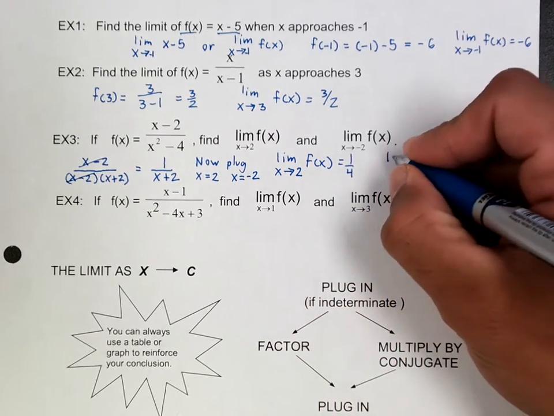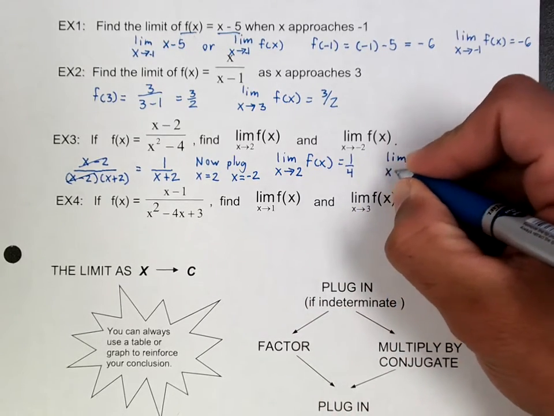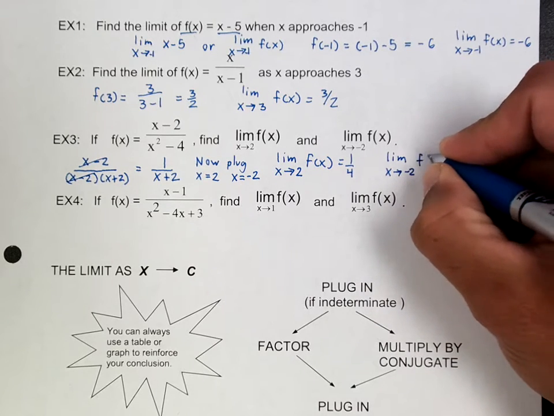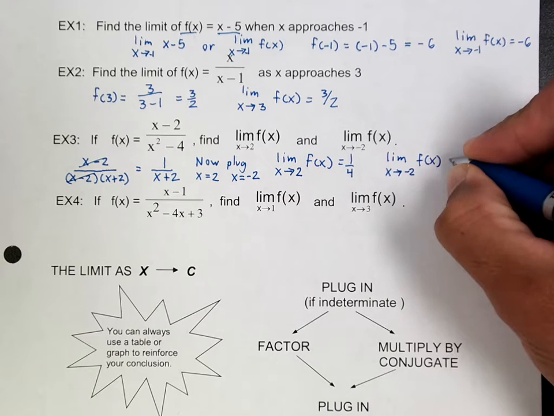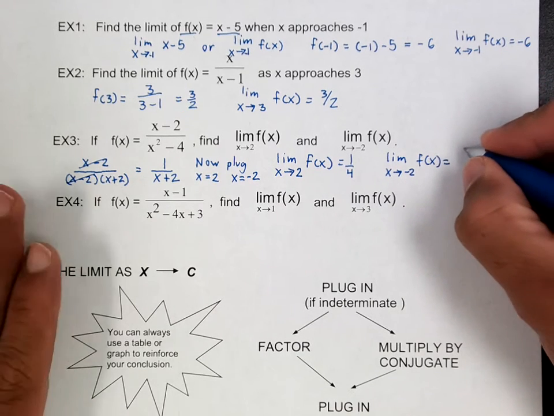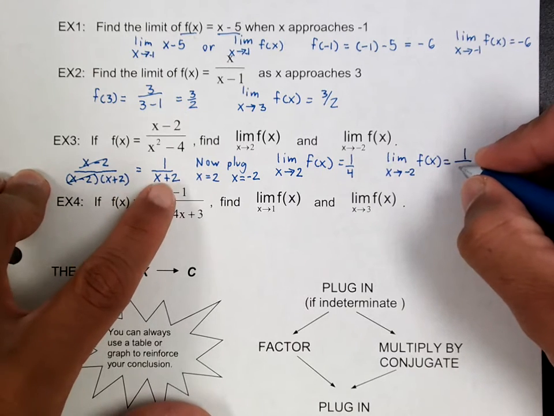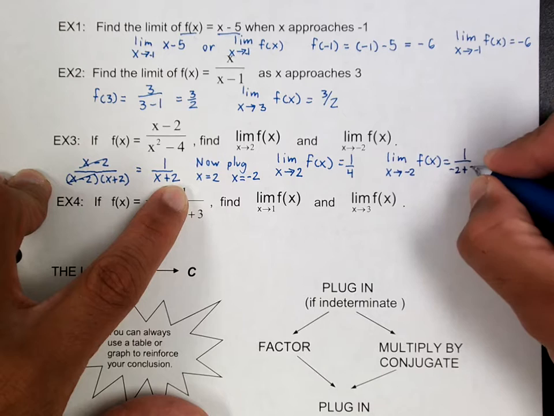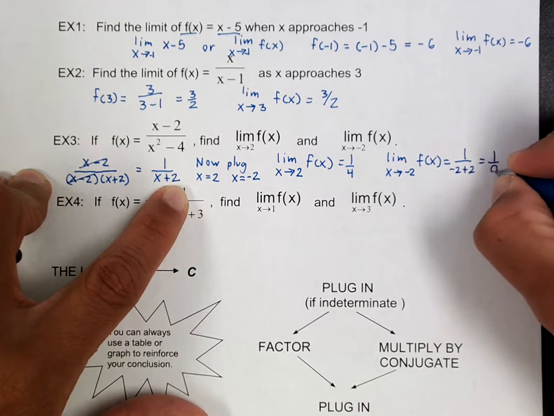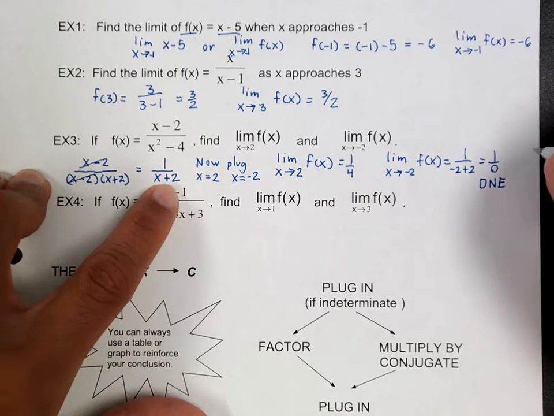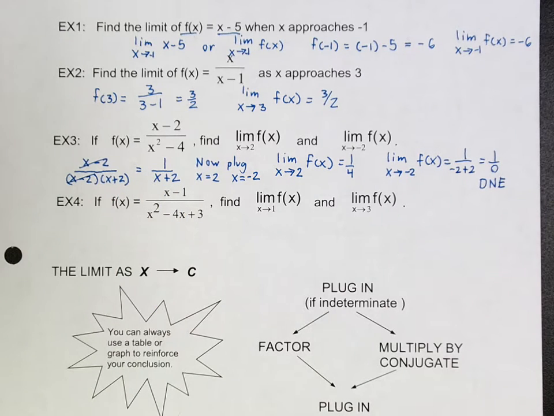Now on the second part of this, the limit as x approaches negative 2 of f of x is equal to, in this case, 1 over... and notice that I'm using that equation, not that top one, I'm using this one. I have negative 2 plus 2, which is still 1 over 0, so therefore the limit as x approaches negative 2 of f of x does not exist. Okay, so that may happen.